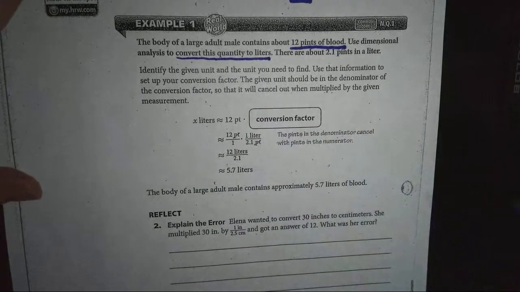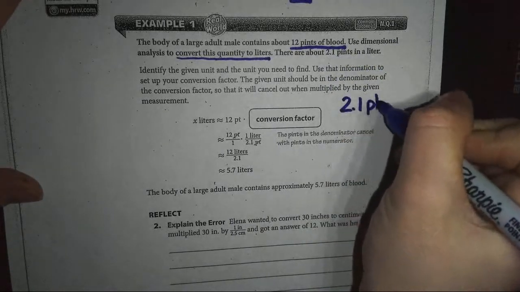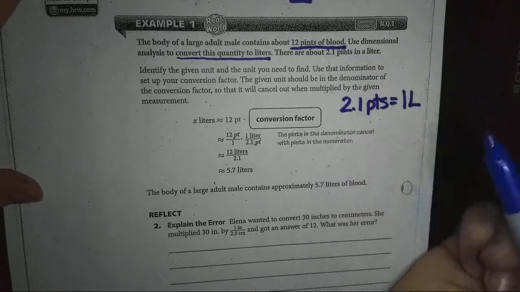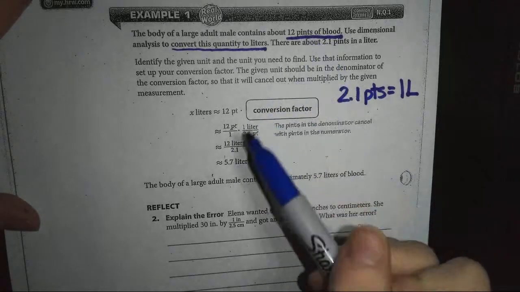They also give us a conversion factor. They say 2.1 pints equals 1 liter. 2.1 pints in a liter. So we have our given here, 12 pints of blood.